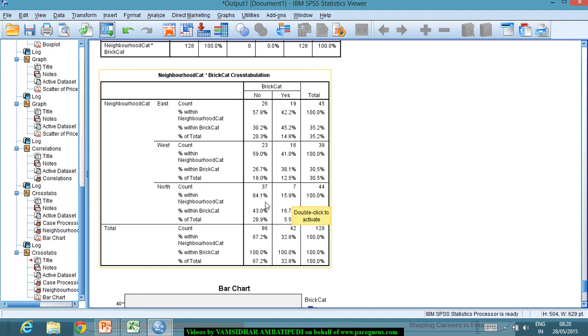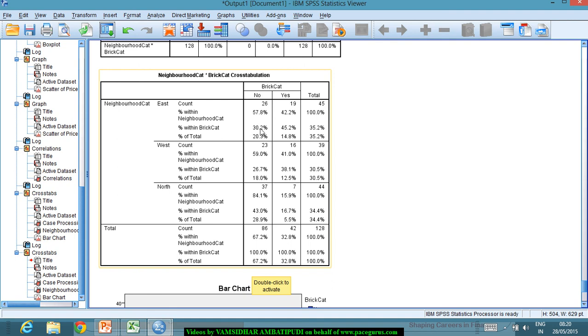So one interpretation that is coming out for me is that in the north, there are a majority of the houses without brick walls. Very few houses have brick walls in the north. One significant thing that came out. Now let's look at within the brick category.